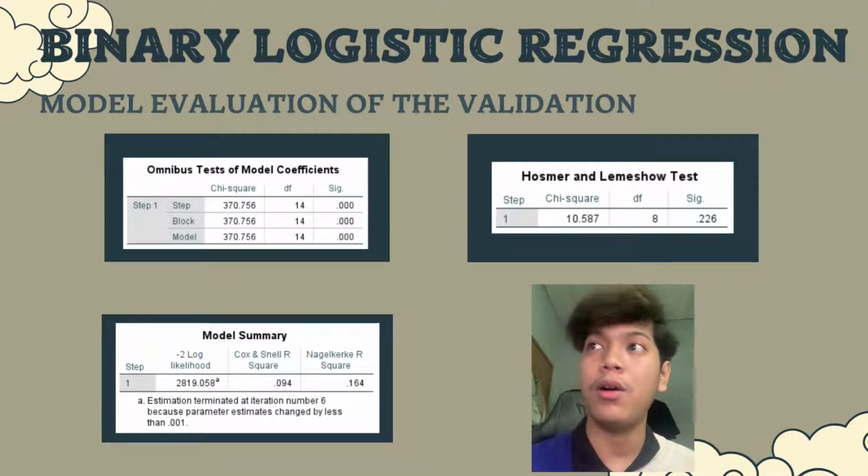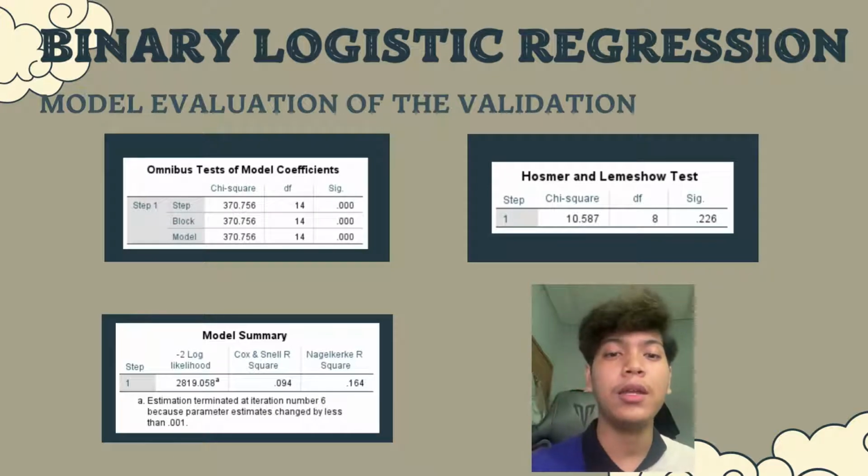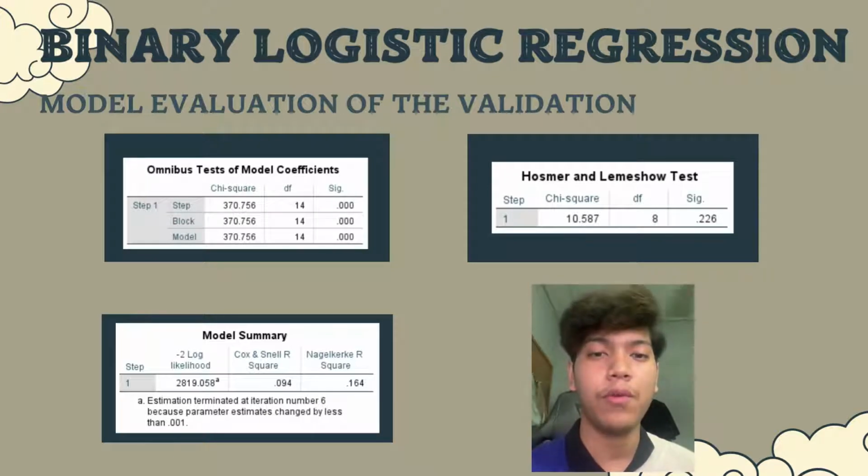And lastly, for the Hosmer and Lemeshow test, it can be concluded that the model is fit as the significant value, which is 0.226, is more than our alpha, which is 0.05. Therefore, we can conclude that the model is fit for the data in this study.